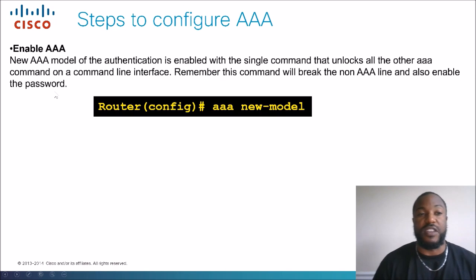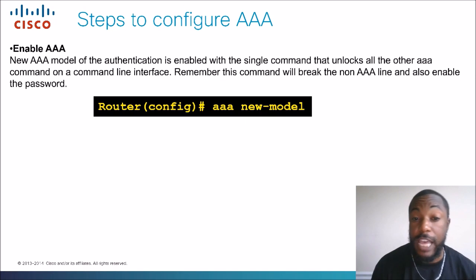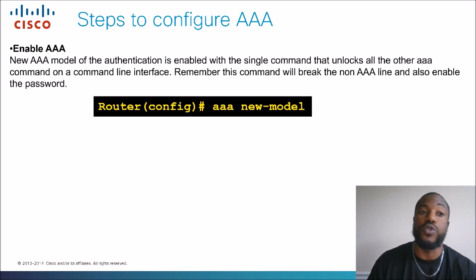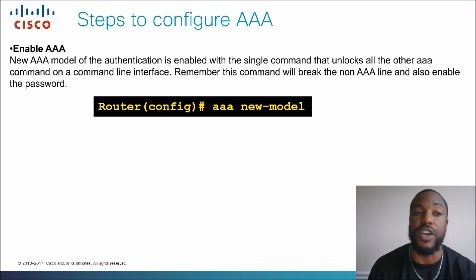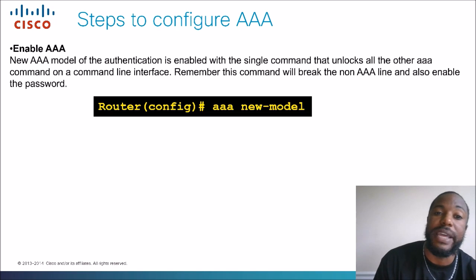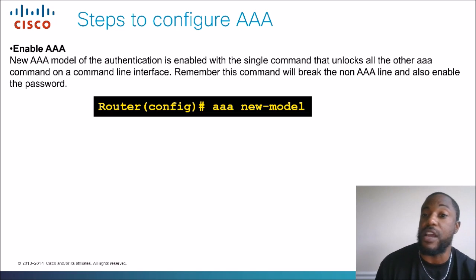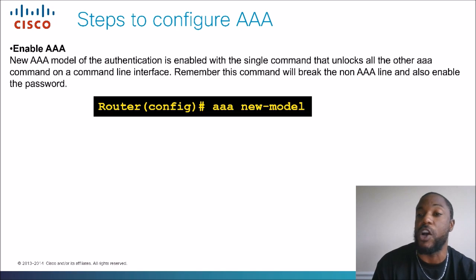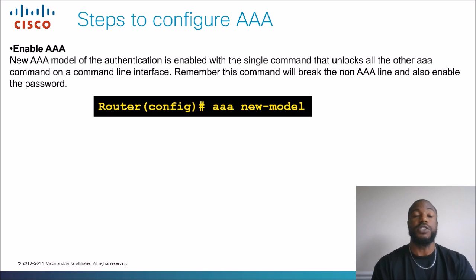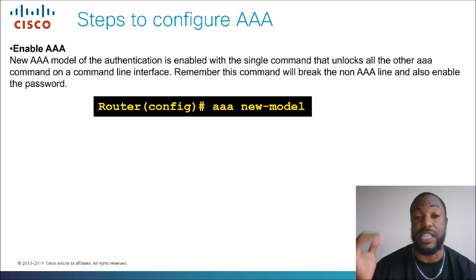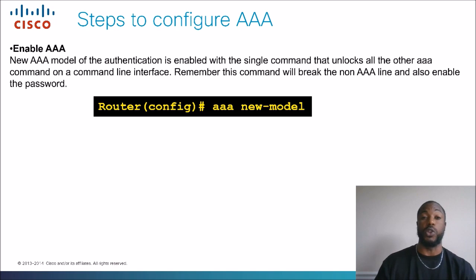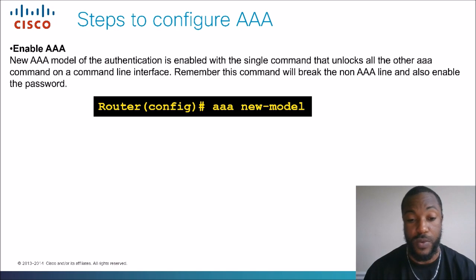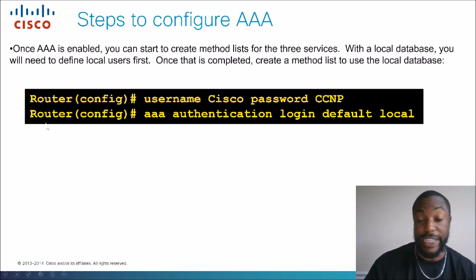So these are the steps to configure AAA. You just type in aaa new-model. This command enables the new AAA model of authentication. It unlocks all the other AAA commands on the command line interface. Remember, this command will break the non-AAA line and enable password. So if you have some VTY passwords and stuff like that, this will break that. You're going to have to now use the local usernames and passwords on the router or switch, layer 3 switch.